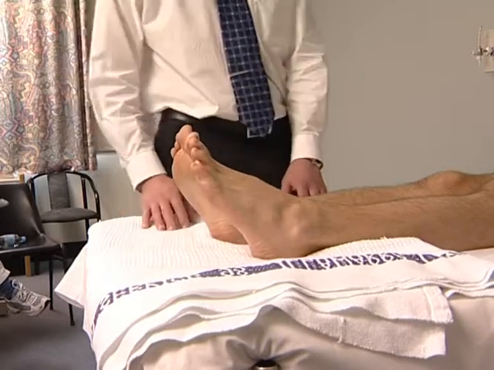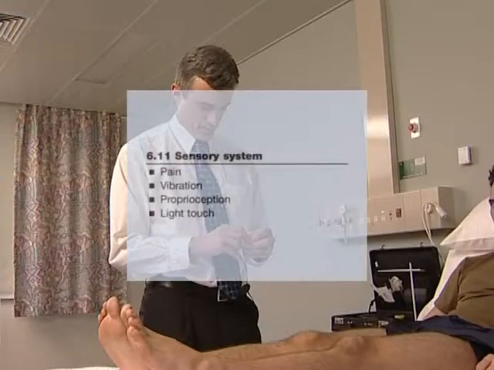Okay. Now test the sensory system. As for the upper limb, test for pinprick sensation first in each dermatome, comparing the right with the left side. Map out any abnormality and decide on a pattern of loss.